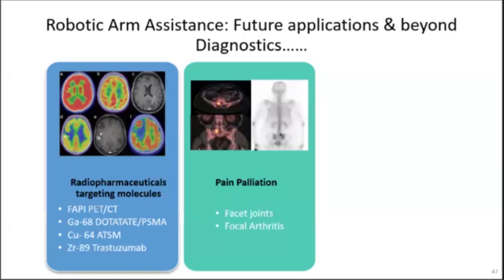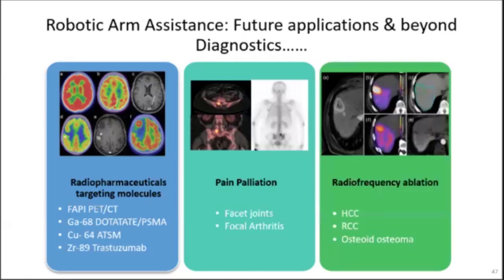Facet joints are a common source of chronic back pain due to degeneration, osteoarthritis. 18F sodium fluoride PET-CT detects increased osteoblastic activity in symptomatic facet joints, identifying the exact pain-generating regions for localized injection. We can also use it in radiofrequency ablation in cases of hepatocellular carcinoma, renal cell carcinoma, and osteoid osteoma. We can see the real-time ablation and reduce the risk of recurrence, which happens due to incomplete ablation.